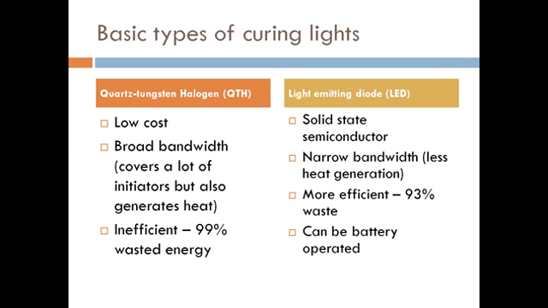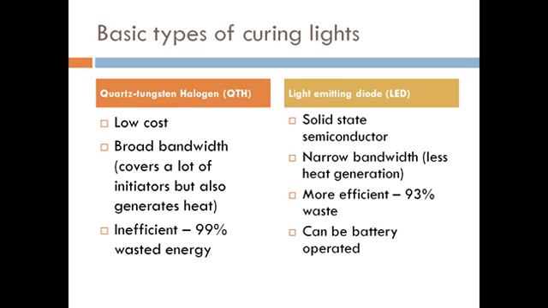And you'll see why that's important in a minute. There are different types of initiators with different wavelengths, and with a broadband light like a quartz tungsten halogen, you're guaranteed to hit all of the initiators, but it's very inefficient. It loses 99% of energy in the form of heat. So quartz tungsten halogens are very low cost, but they're usually not as powerful as LEDs, and they're also very inefficient. They generate a lot of heat.